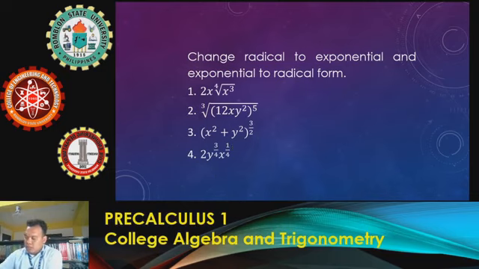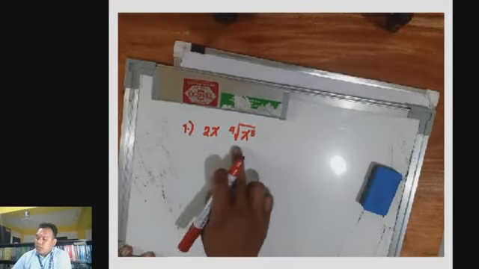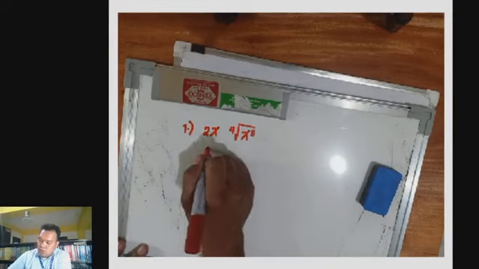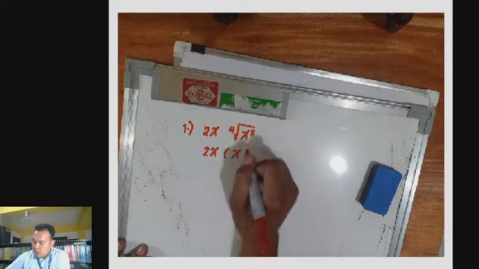Okay, for number 1, we have 2x times the fourth root of 3 x cube, fourth root of x cube. Okay. So we can say na ito, pwede sabihin 2x multiplied by x raised to 3 over 4 po siya.